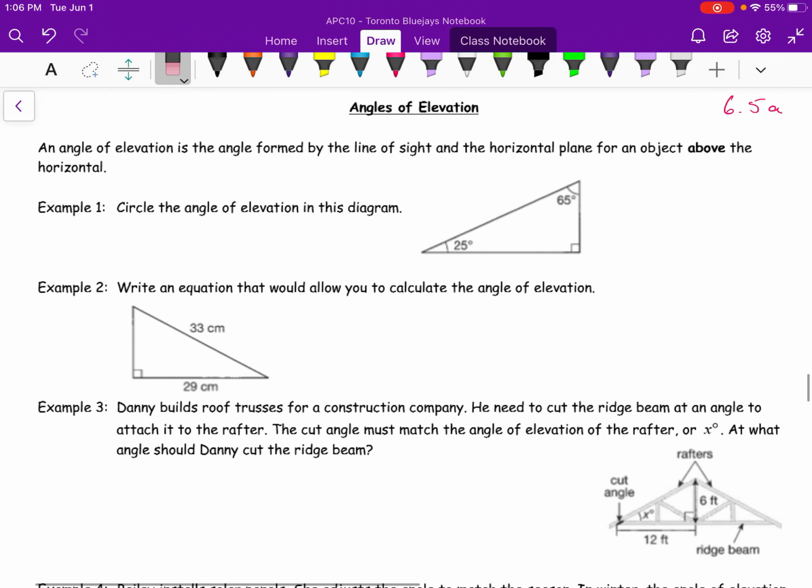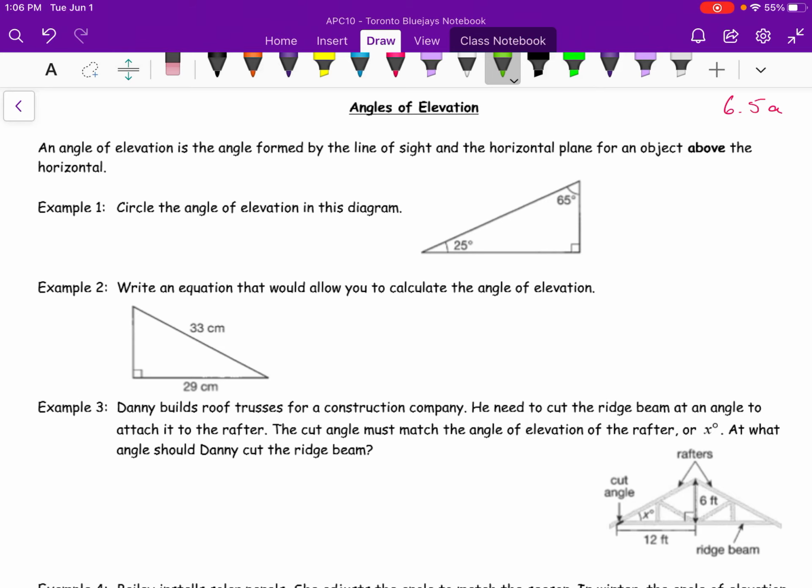So there's more than one horizontal plane. There's an infinite amount of horizontal planes. So sometimes you just have to pick which one works best for you. But that comes with experience.